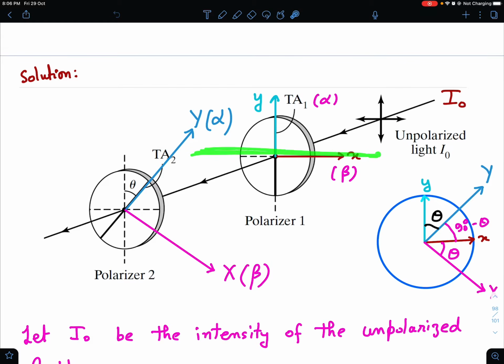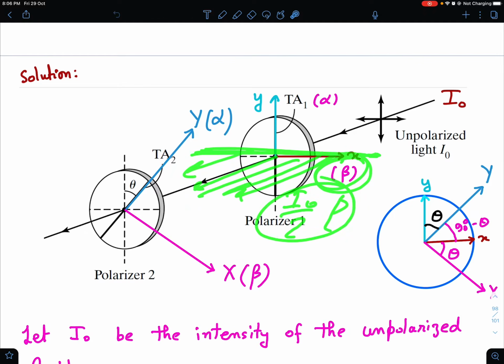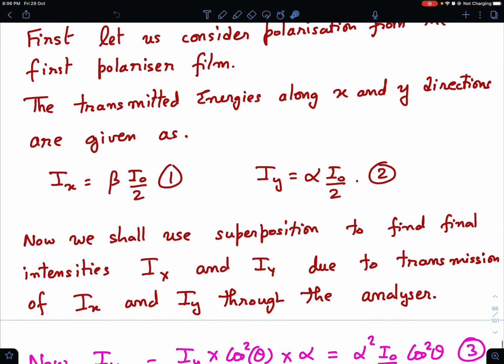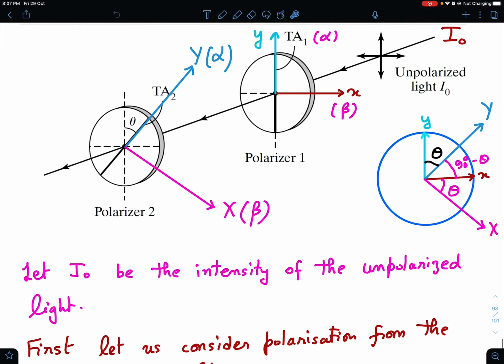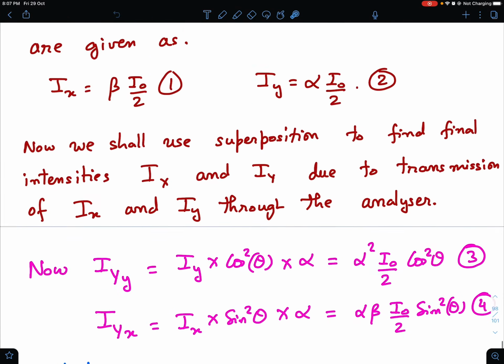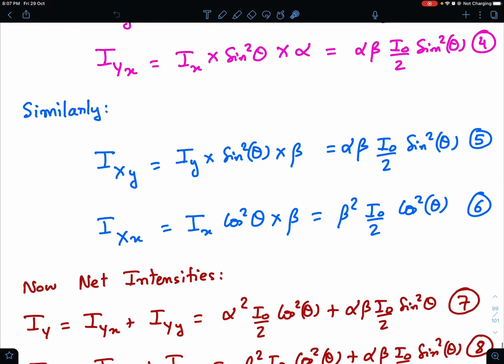Similarly, this energy would have been 0 had it been an ideal polarizer, but since it has a transmissivity of beta, the energy going along this direction will be again I naught by 2 into beta. So the energy associated with the x-axis is beta I naught by 2, and the energy associated with the small y-axis is alpha I naught by 2. I hope this is clear from the figure.